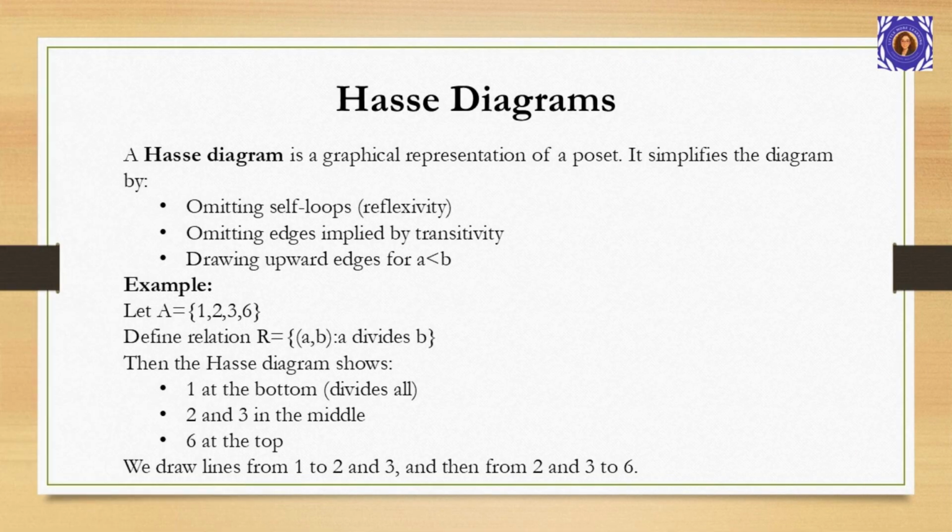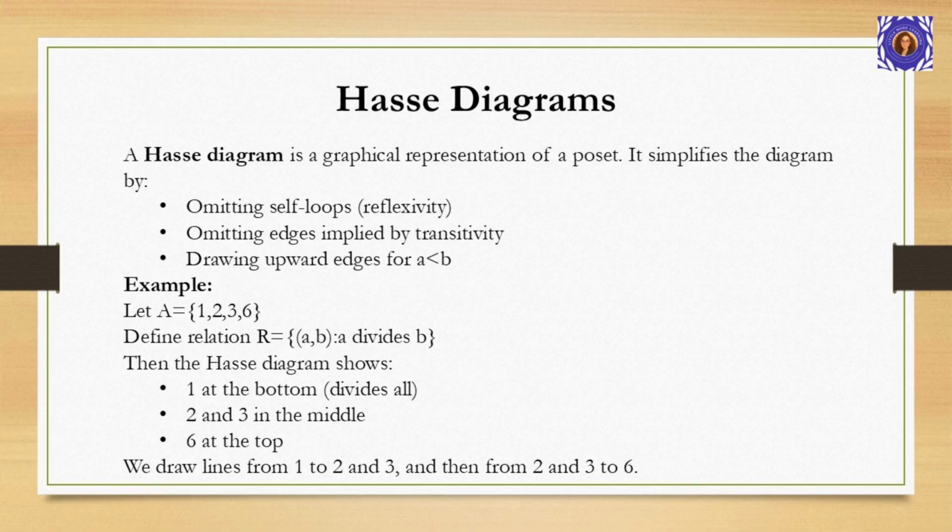Hasse diagrams provide an elegant way to visualize posets. They simplify the representation by omitting self-loops, since reflexivity is assumed, omitting edges implied by transitivity, and drawing edges upward to indicate the ordering direction.